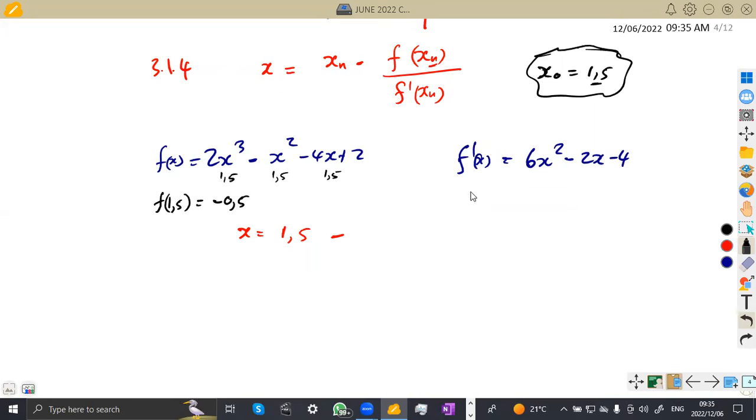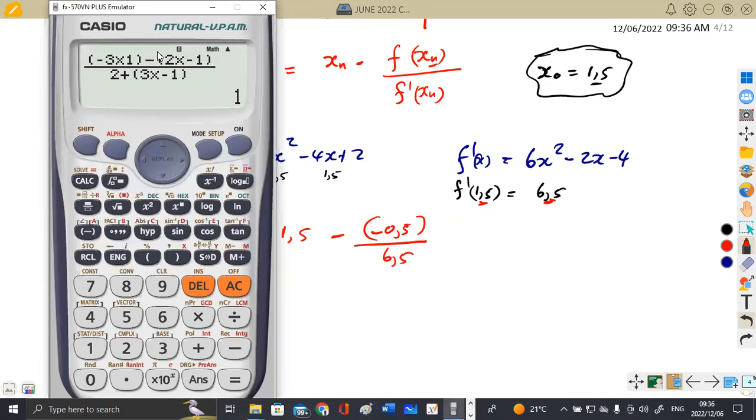On the first derivative, you do the same. You substitute 1,5. If you substitute 1,5, there you are going to obtain something like 6,5. All right. So that means we are going to have this as f of xn, which is -0,5 over the first derivative of xn, which is 6,5. So that's it, guys. That's what you're going to have. So this will be the value of x that you're going to have.